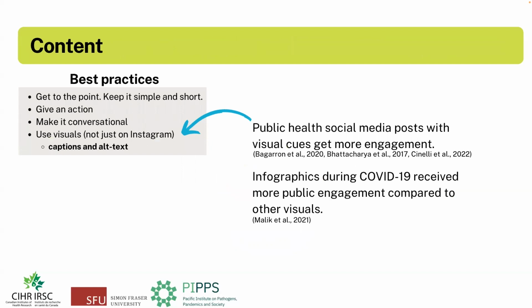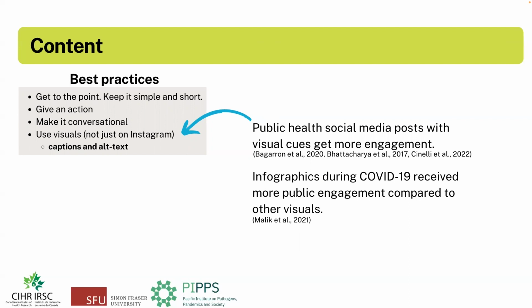So for your content, some best practices, and by no means is this an exhaustive list, just like your hook, try to keep your point simple and short. Give the audience an action. The audience needs to feel involved and have agency to make some type of choice, like clicking a link. Try to make your post as if you were sitting beside someone telling them about your message. Make it conversational.